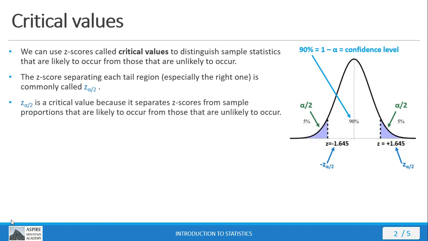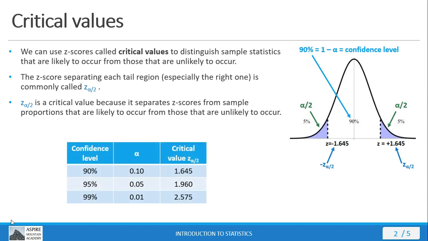Z alpha over 2 is a critical value because it separates z-scores from sample proportions that are likely to occur from those that are unlikely to occur. Again, it's bounding off those tailed regions of the distribution.